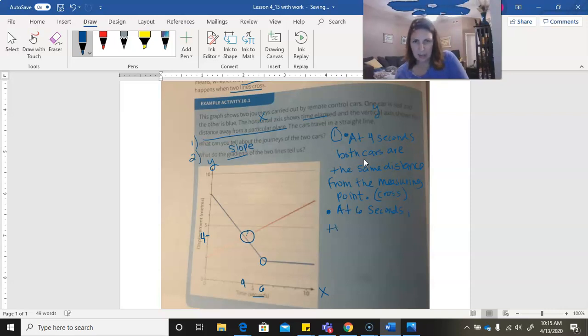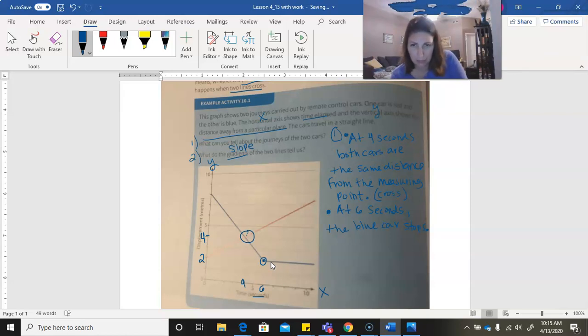At 6 seconds, the blue car stops. So if you'll notice at this point, as time is going, his distance isn't changing. So it's just stopping. He's not moving any further away from where the car started. The distance looks like it's maybe 1, 2. So at 6 seconds, the blue car stops, and it's really right here, 2 meters away from where he started.